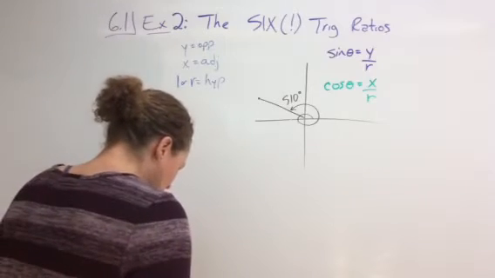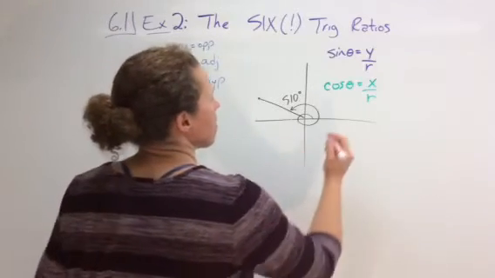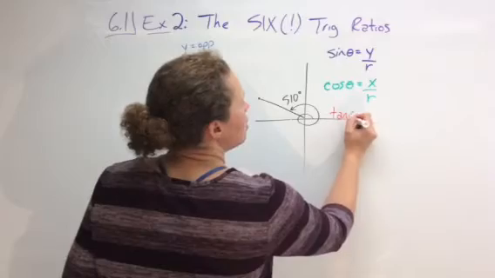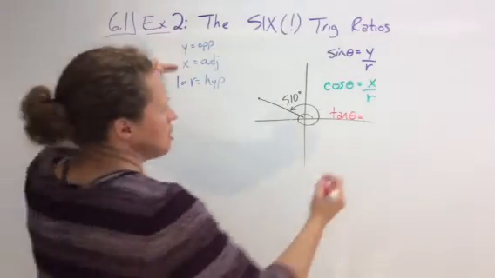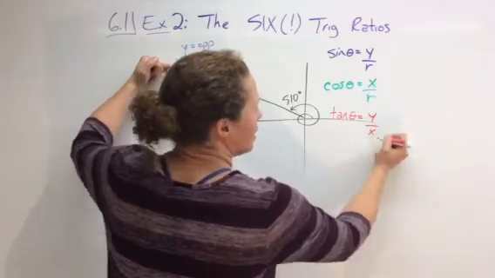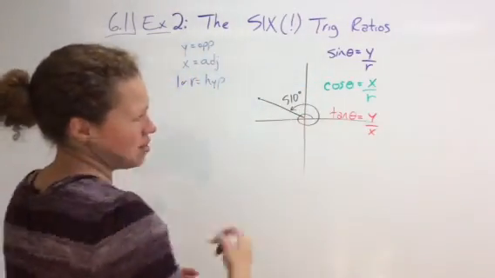And finally, tangent is opposite over adjacent. Opposite over adjacent is y over x. Now, if I were you, I'd be writing these down somewhere handy.